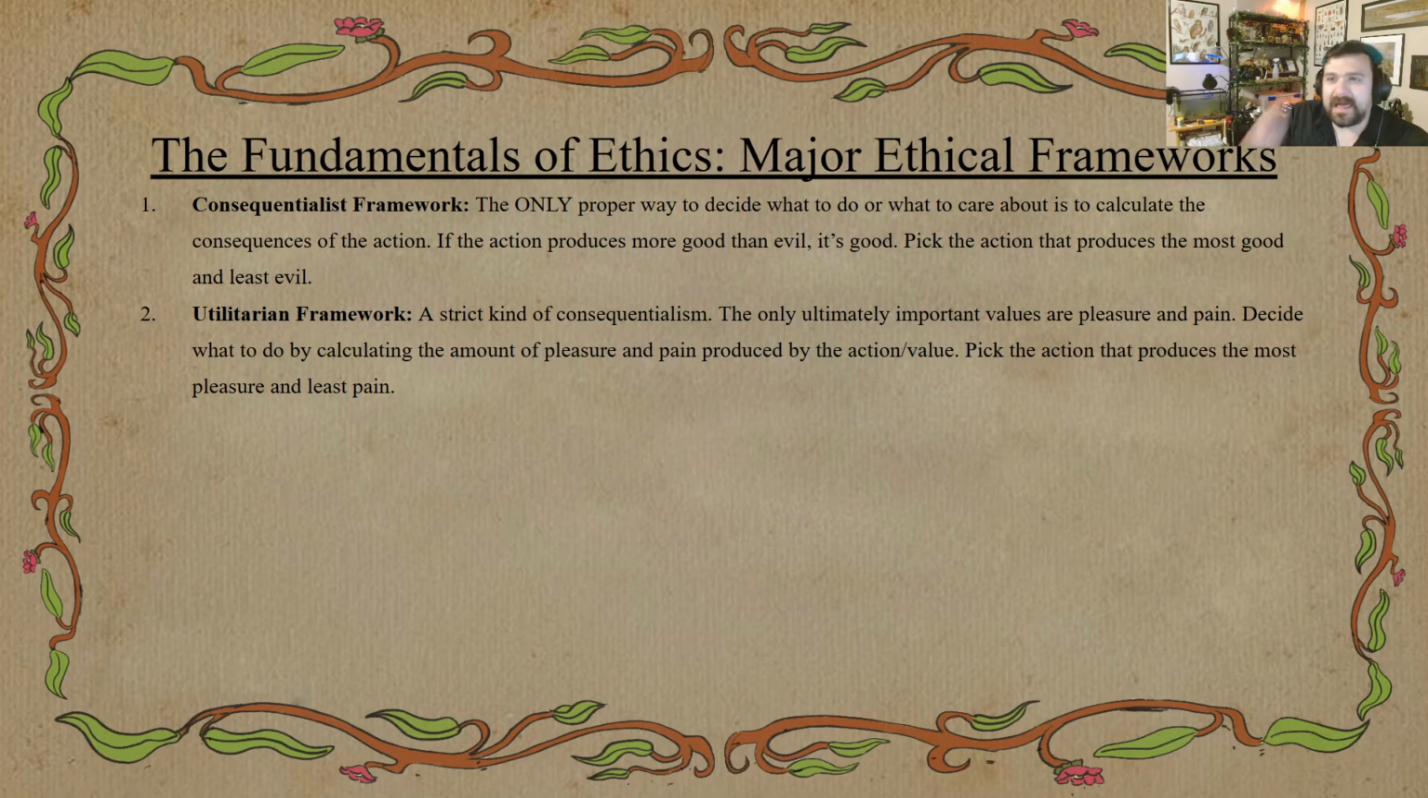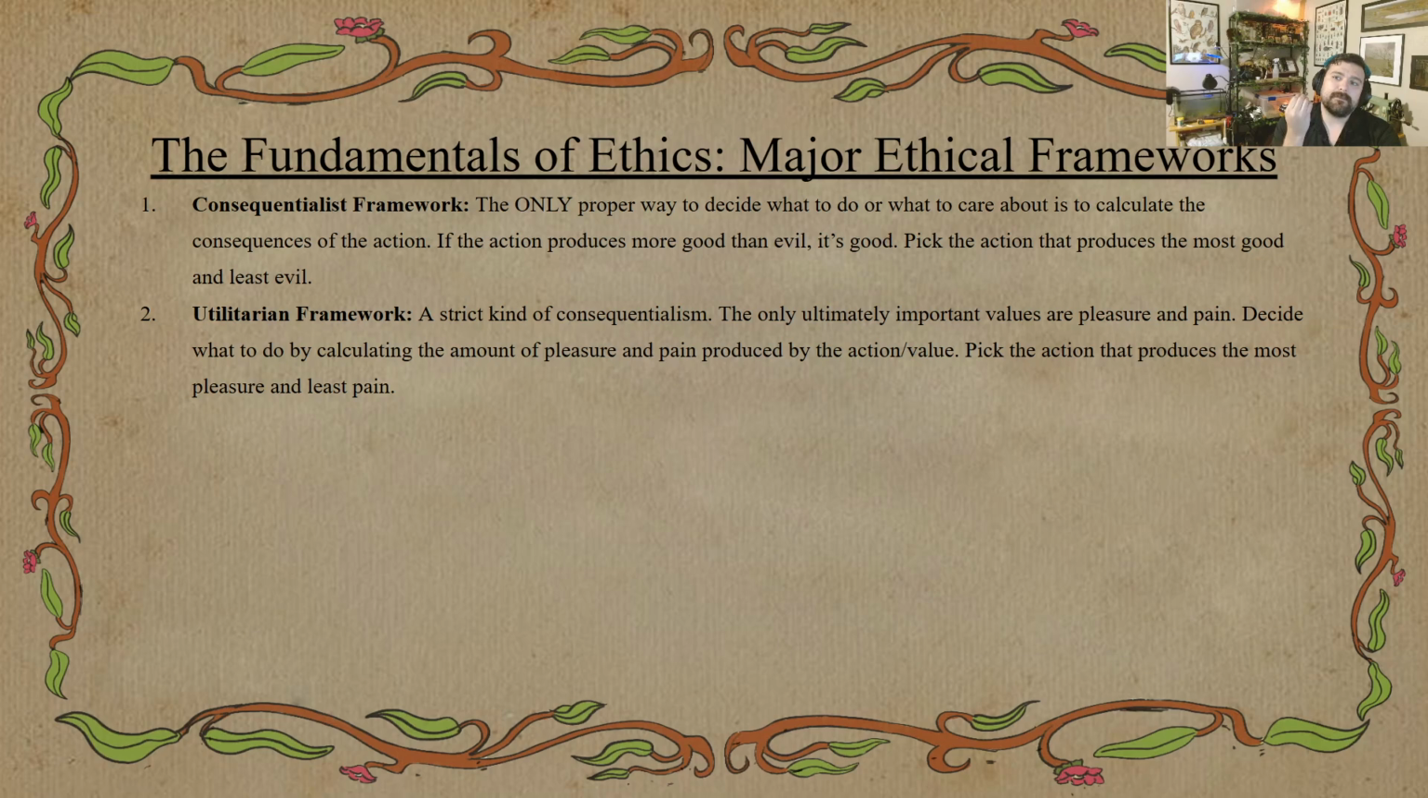Decide what to do by calculating the amount of pleasure and pain produced by the action or the decision you have to make. The right action is the one that maximizes pleasure and minimizes pain, not just for you. That would be hedonism, not utilitarianism, but in the world overall. Consequentialism and utilitarianism aren't just about you. They're about the entire world. In everything you do, you're trying to maximize the good and minimize evil across the whole world, across the whole cosmos, really. All right? You're trying to have the best overall impact with your actions.